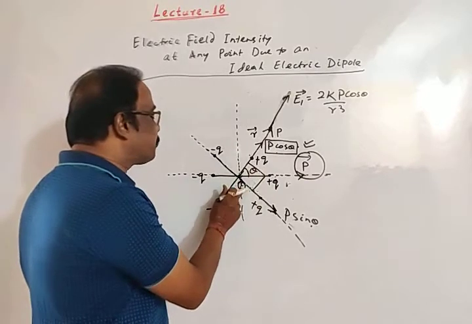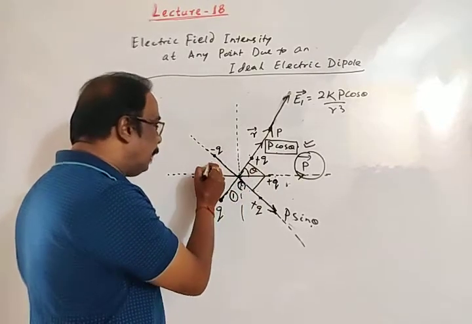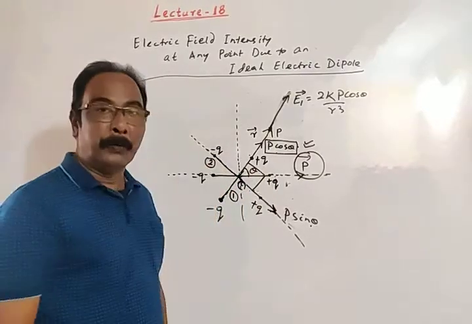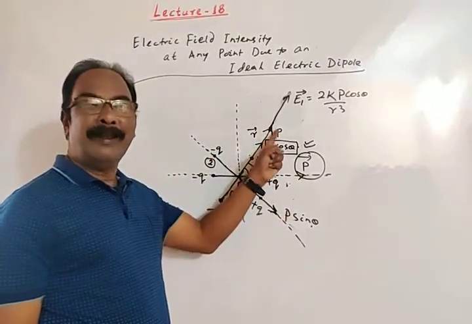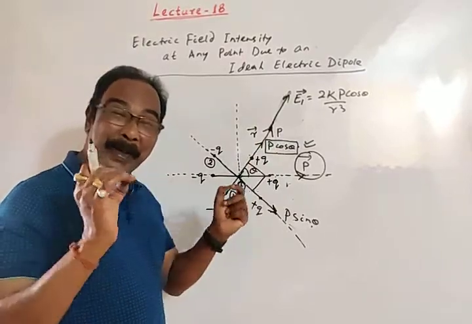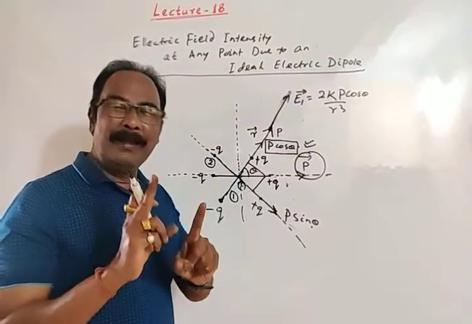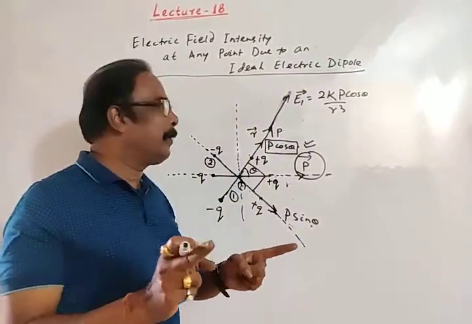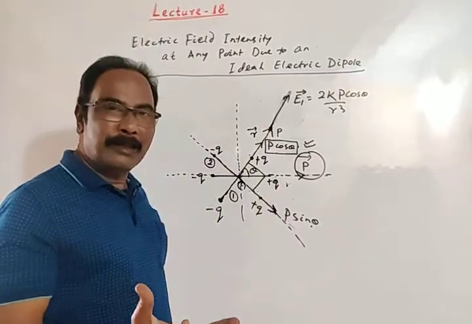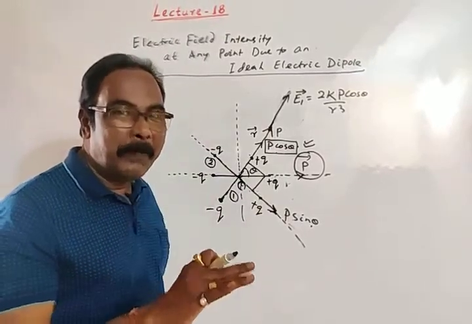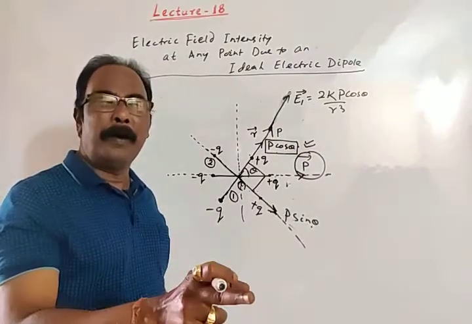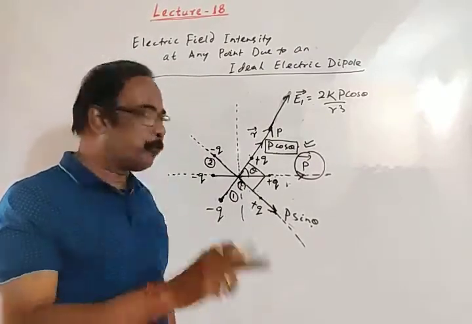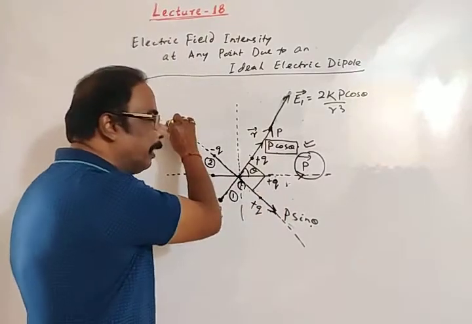If this is dipole number 1, then this is dipole number 2. So for dipole number 2, this point is on the equatorial line. Again, we know the electric field intensity at any point on the equatorial line is kP by r cube, and the direction of the electric field intensity at any point on the equatorial line is from plus q to minus q.